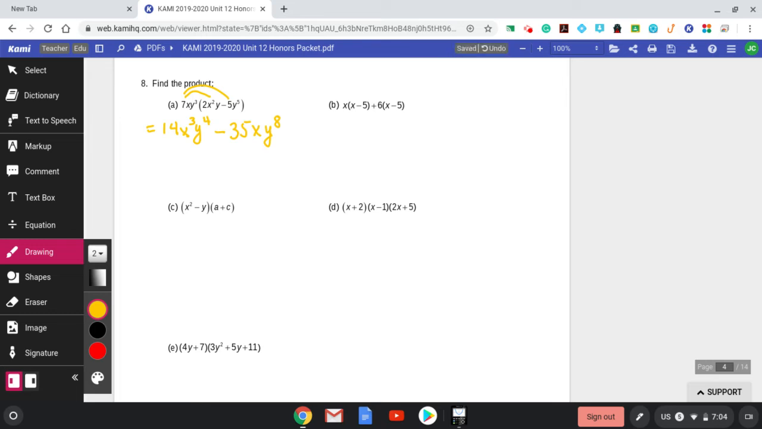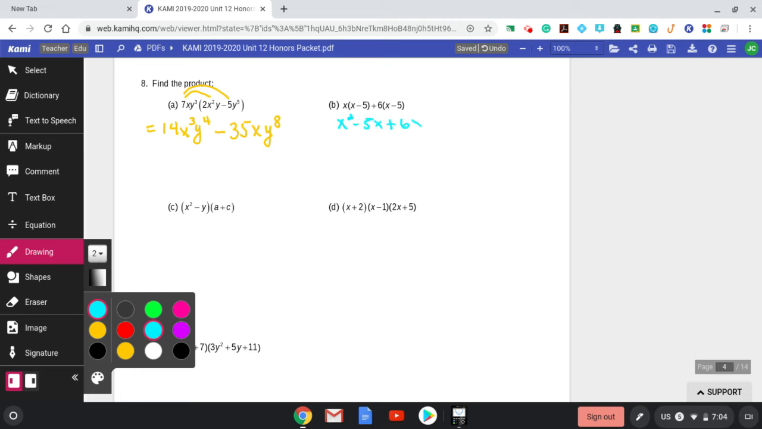All right, moving on. Next, part B. Let's distribute here first. x squared minus 5x plus 6x minus 30. And combine your like terms. You're going to get x squared plus x minus 30. All right, we're good here. We're good. Okay, moving on here.